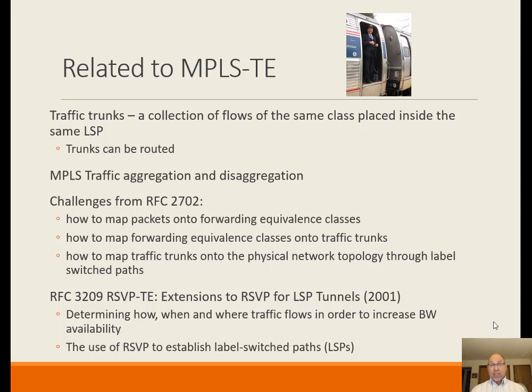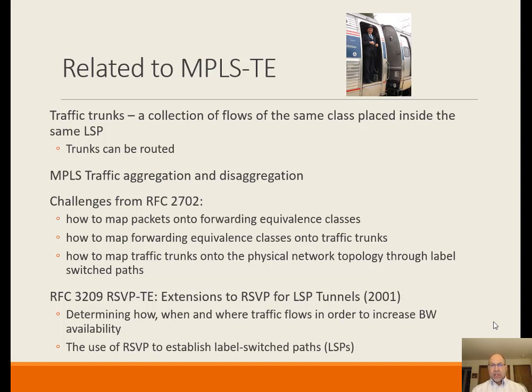As outlined in RFC 2702, we say, all right, how do we map packets onto a forwarding equivalence class, remembering what we use forwarding equivalence class for? And then how do we map a forwarding equivalence class onto the traffic trunks? Remember that for the traffic trunks, we want the same sort of treatment. And now, how do we map the traffic trunks onto a physical topology using the label switch path, the virtual circuits?